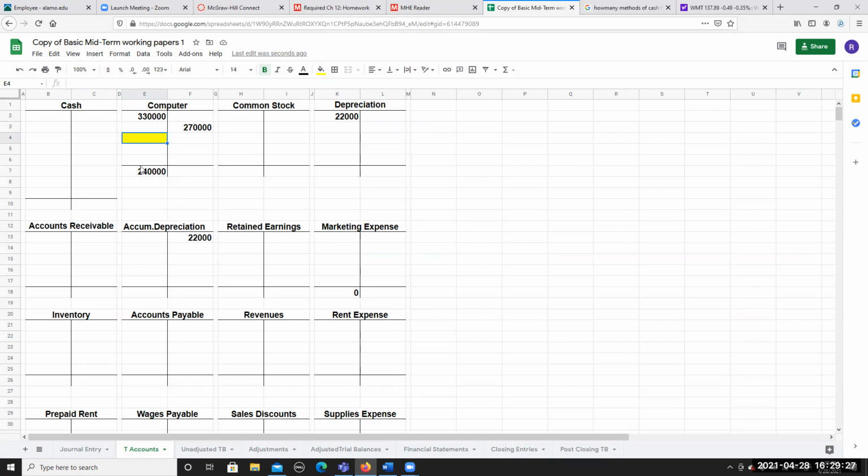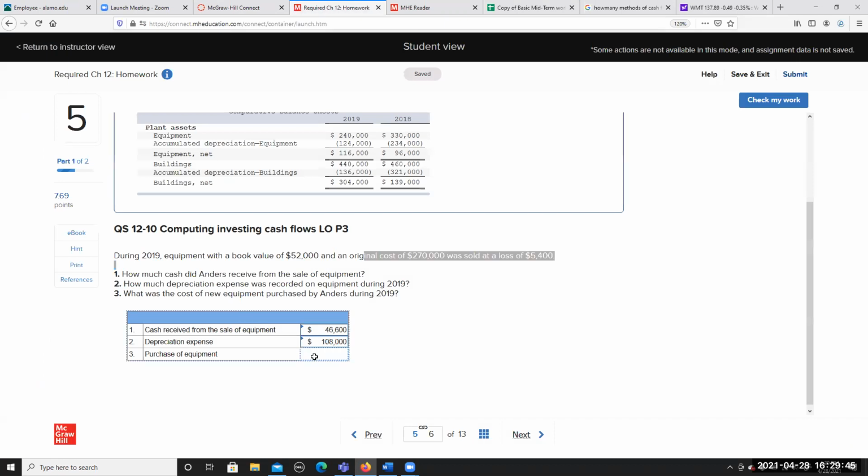330 minus 270 equals what? 60. Is that 60? Yeah, 60. So how much did you buy to go from 60 to 240? So it's 180, would it be? Would it be 180?